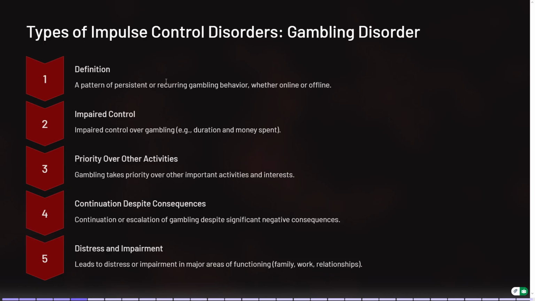Now, a pattern of persistent or recurring gambling behavior, whether online or offline. There is impaired control, the inability to control it, impaired control over gambling, for example duration and money spent. You can take your time, you can take your money. Priority over other activity: gambling takes priority over other important activities and interests. It takes priority over every other thing. Continuation despite consequence: continuation or escalation of gambling despite significant negative consequences, like losing your money, you still go ahead and do it. You know that it's affecting your family, it's affecting your partner, you still continue. Distress and impairment: it leads to distress or impairment in major areas of functioning, for example family, work, and relationships, and it can actually affect your relationship with those people.